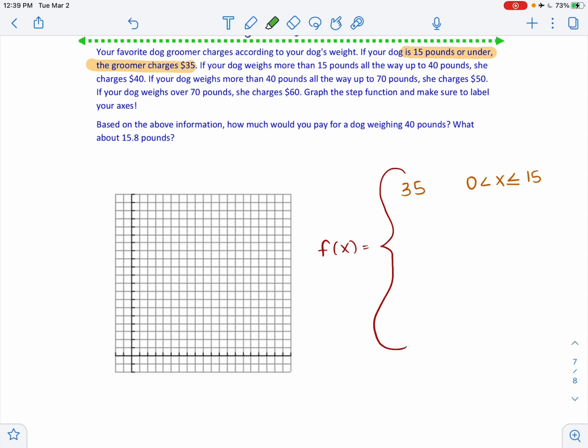All right, the next step in this function is that if your dog weighs more than 15 pounds up to 40, then you'll be charged $40. All right, so that's the next step. You're going to be charged $40, so y is 40, for a dog that is greater than 15 pounds, all the way up to being equal to 40 pounds. So there's our inequality from 15 less than x less than or equal to 40.